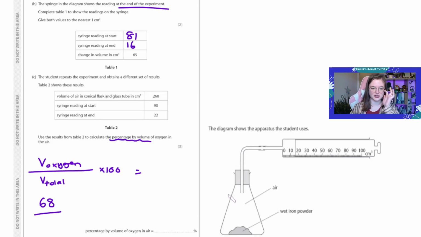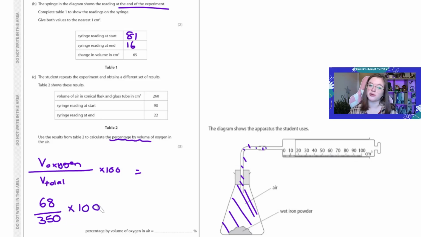I also often see students confused because they think glass tube. Well, this is technically a glass tube, which it is, but they don't mean that, right? Because the answer here for the volume in total is not just 260, because that's just the volume of air in this section here and in this section. But you also have your starting amount of air in this syringe. So you've got to also add that on. So therefore, you're going to have 260 plus 90, which is 350. And then divide those, times it by 100, and you get 19.4%. And there we are. And that is the end of question 4.